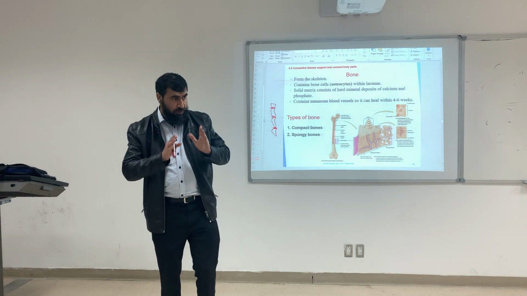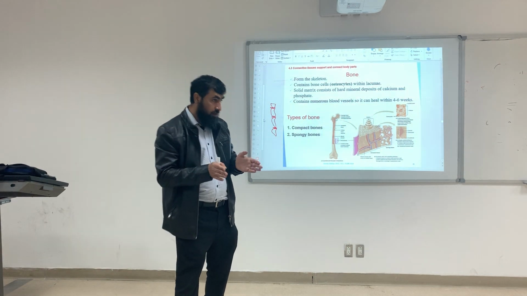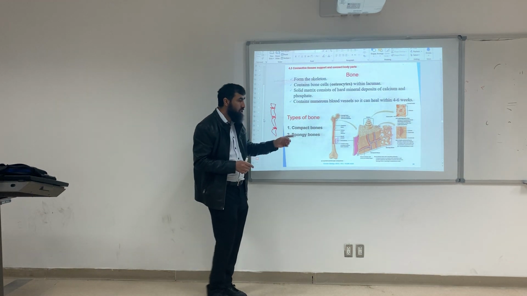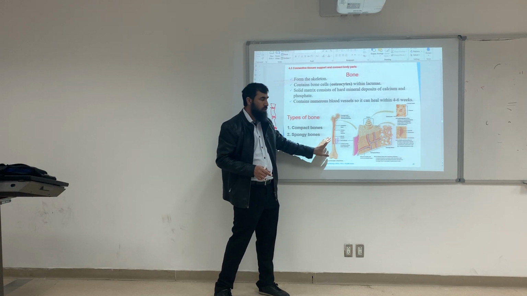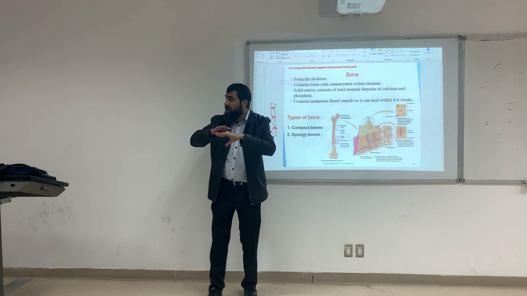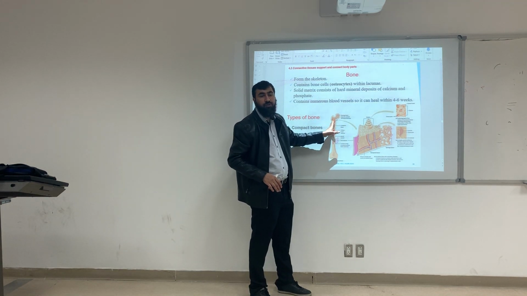So it covers the shaft and the ends. Compact bone is on the shafts of the long bones and on the ends of it. It's covering the ends also, and you have spongy bone inside.